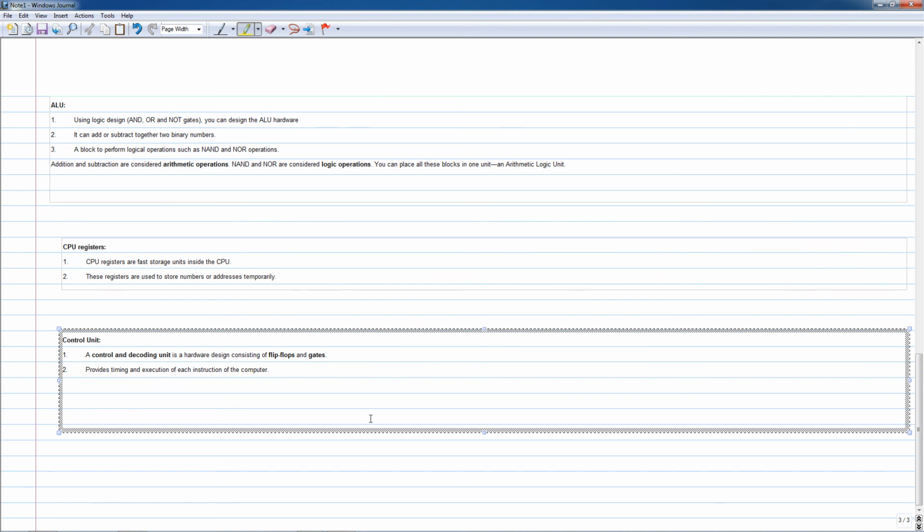So this has been a brief introduction to basic computer components that consisted of the CPU, memory, and input-output, and then the actual arithmetic logic unit contained inside of the CPU, which in association with the control and decoding unit and the internal registers performs operations given to it by a program.